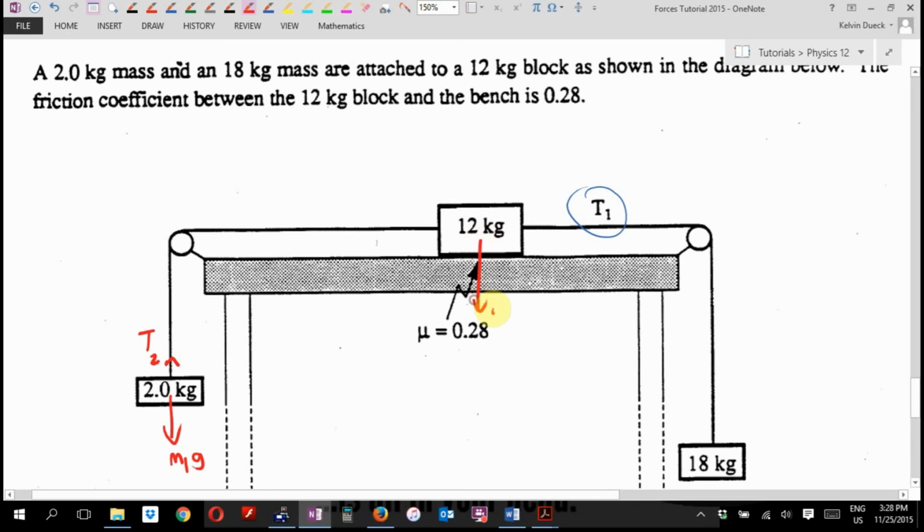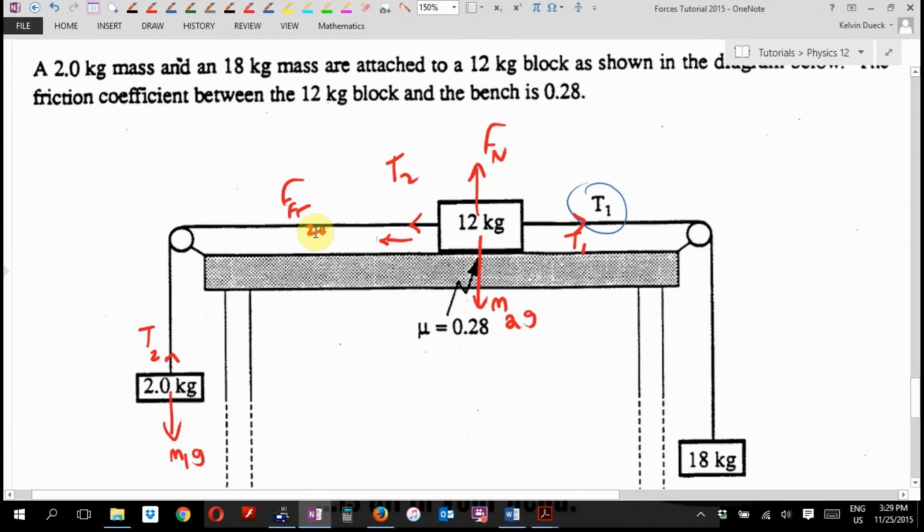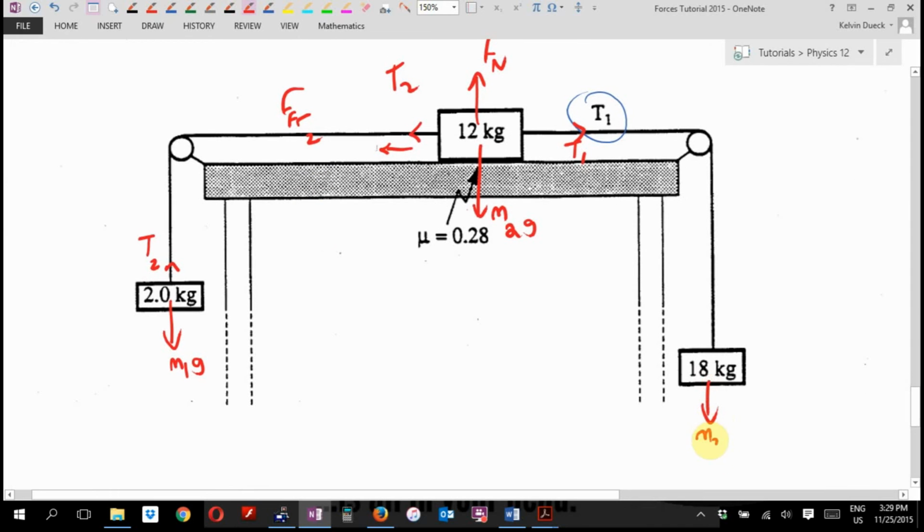Looks like here I'm going to have M2G, normal force, tension 1, tension 2. Is there friction on this object? Yeah. Which way is this 12 kilogram mass going to accelerate? Because of the heavier mass, which way is friction then? I'll call it friction force 2 to go with mass number 2. Even though it's the only friction force, I'll just be consistent. And then M3G, tension 1.